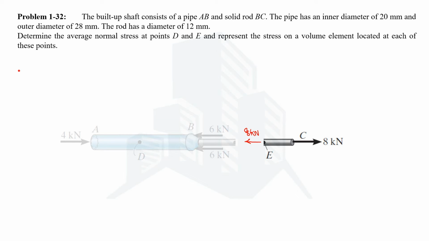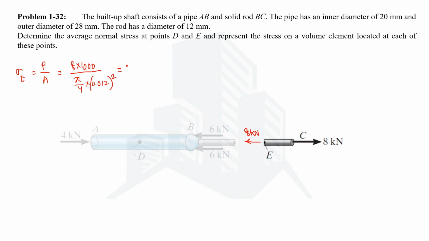Again, in order to calculate the normal stress at the point, we need to know the force and area at this point. The force we have just calculated is 8000 Newton, and we can calculate the area. Now here we can see this is a solid rod. BC is actually a solid rod that has a diameter of 12 millimeter. So we can easily calculate the area as pi by 4 multiplied by the square of 12 millimeter, or you can say 0.012 meter.